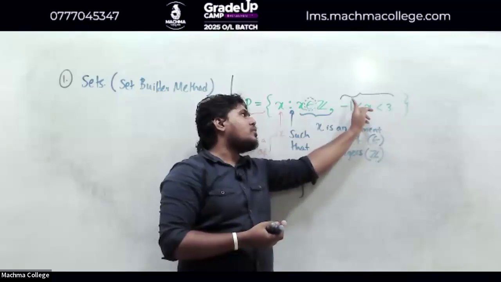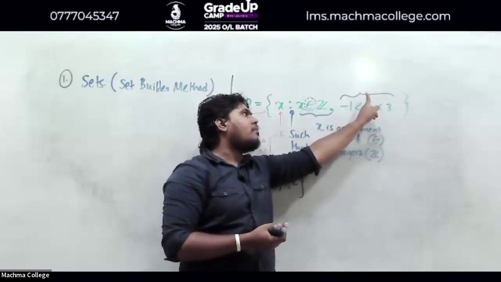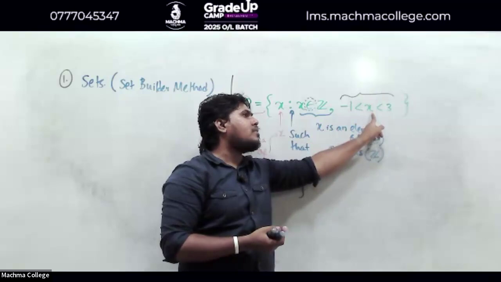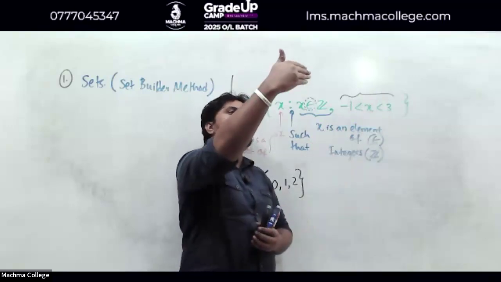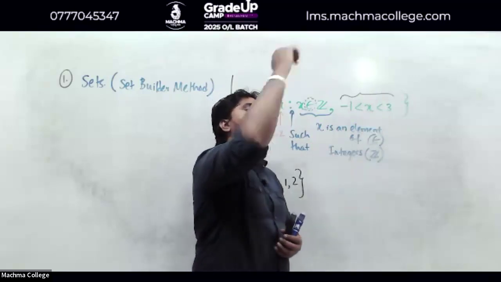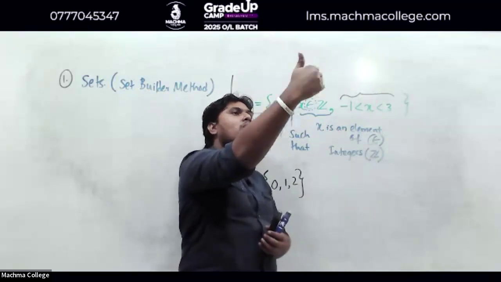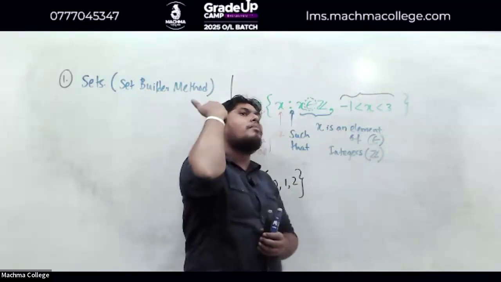X can take values greater than -1. X can take values less than +3. Greater than -1 means 0, 1, 2, 3 and so on. Less than 3 means below 3: 2, 1, 0 and so on.